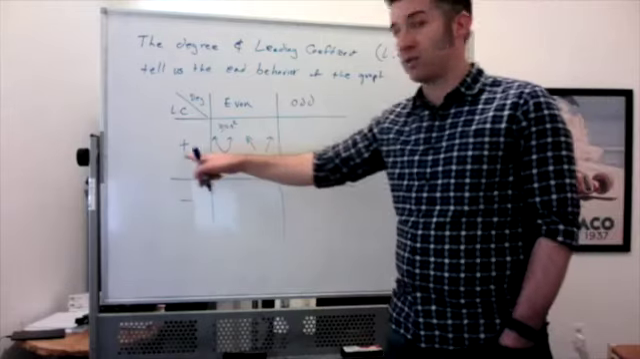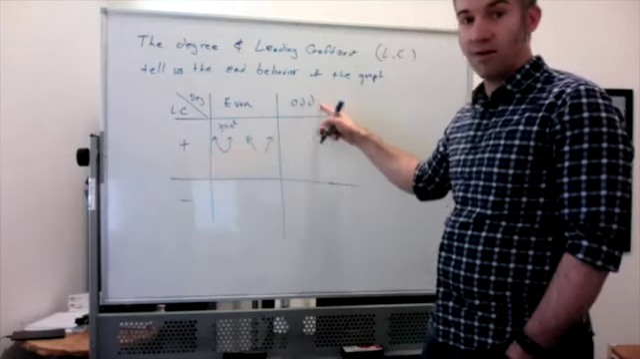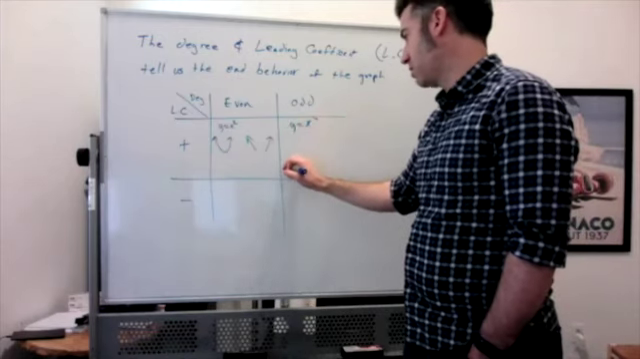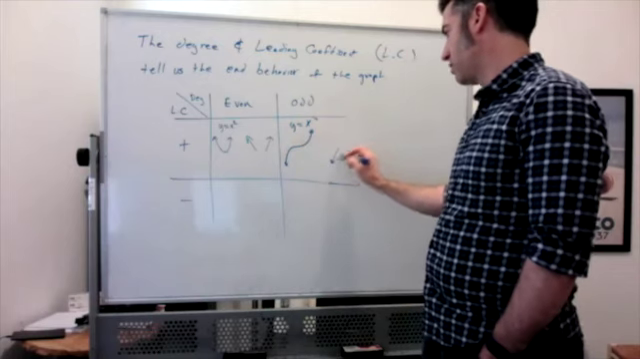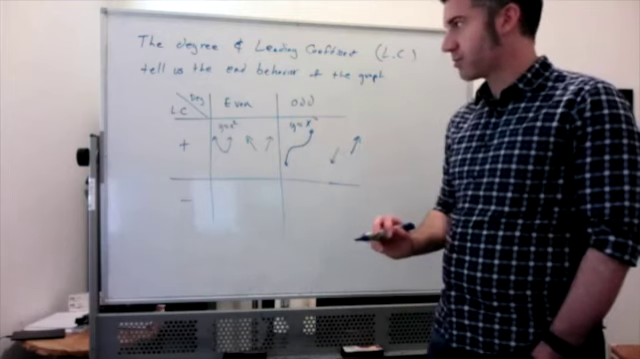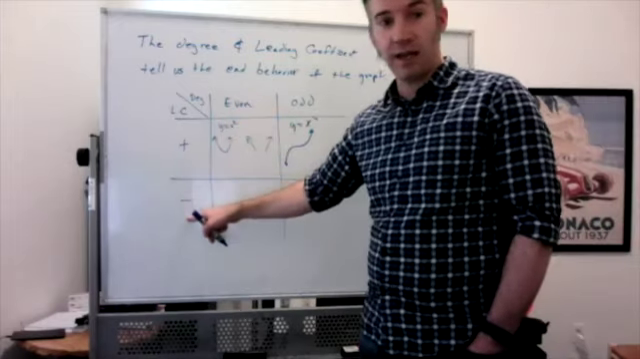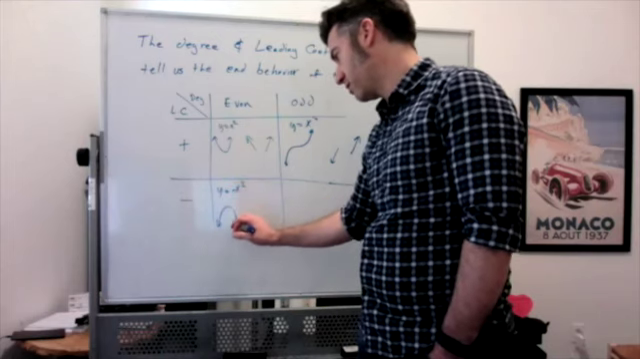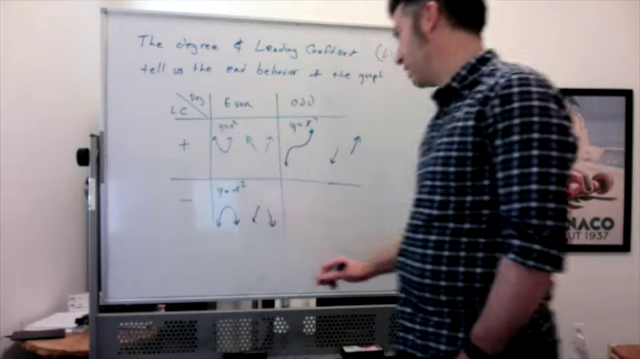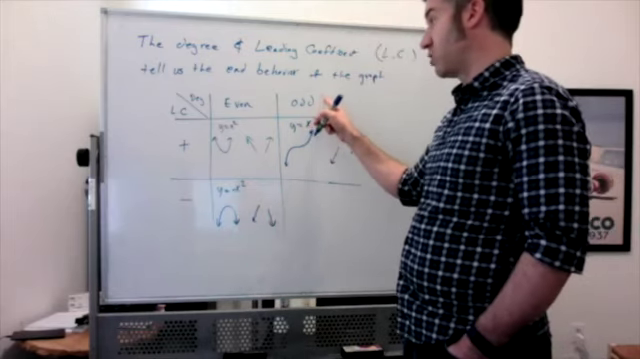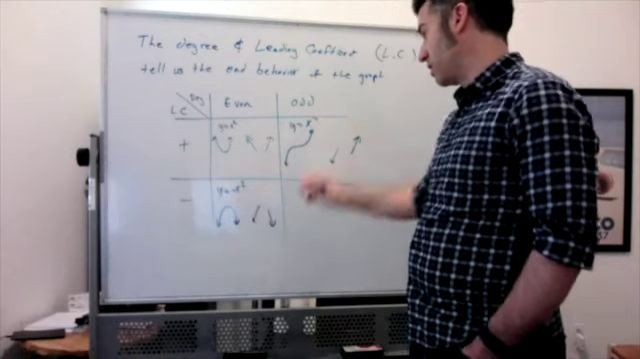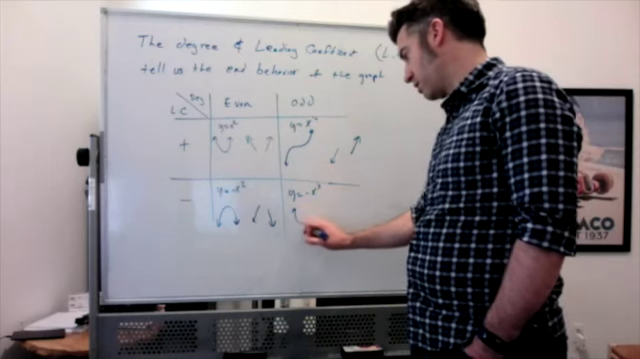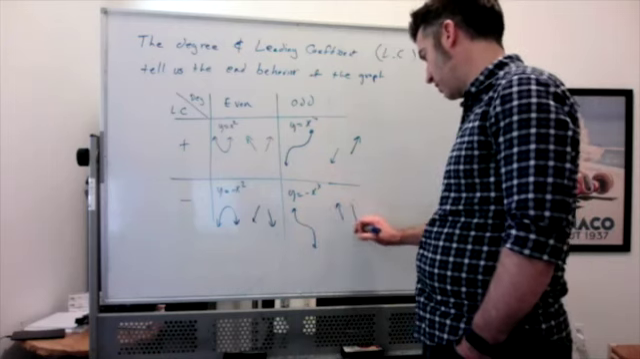On the other hand, if the leading coefficient is positive and the degree is odd, like y equals x cubed, which looks like this, right? It's down on the left and up on the right. If the degree is even and the leading coefficient is negative, that's kind of like having y equal to negative x squared, down on the left, down on the right. And then finally, if it's a degree that's odd and leading coefficient that's negative, it's going to be like negative x cubed, which is going to flip it over. And you're going to get something like this. So it's up on the left and down on the right.